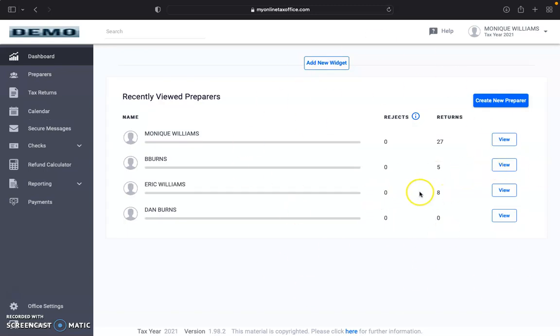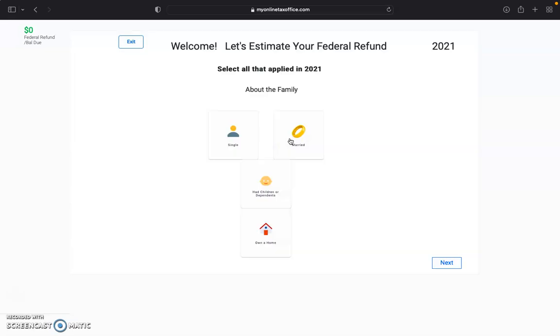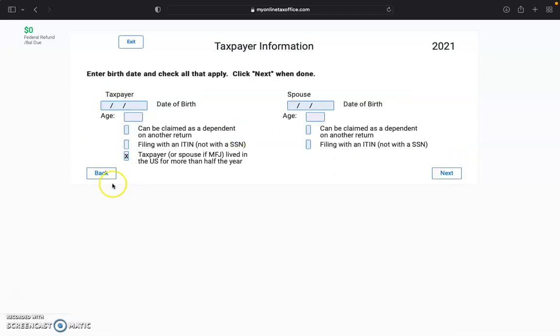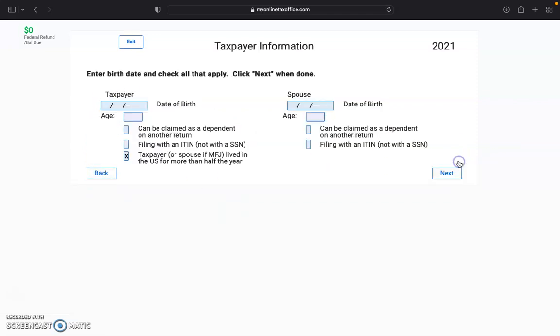We're back at our main dashboard. We're going to come over here and hit refund calculator, and let's do another one. There is a little delay here. It's going to pop up in a second. The software company is working on getting that fixed. So let's just say we had a married person with a child. Okay. So we're going to do married filing jointly. Oh, my bad. I got to put the X in there. There we go. I'm going to hit next.